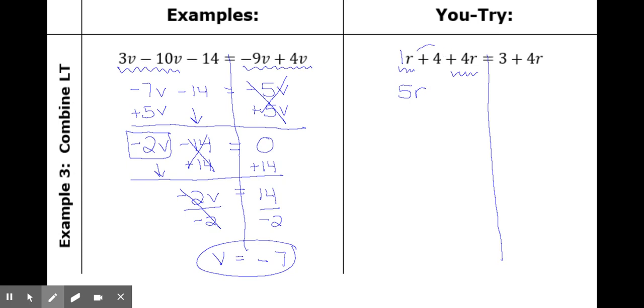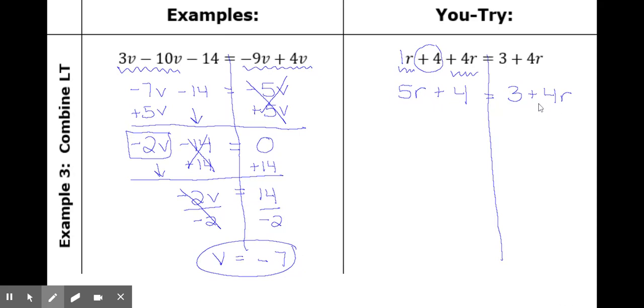This positive 4 that's in the middle here, that's a constant. And there's no other constants on this side, so I just bring down the positive 4. Now examine the right-hand side. Can I simplify the right-hand side of this equation? No, there are no parentheses, and 3 and 4r are not like terms, so I just bring it down. Now I need to combine my r's, and I would like my r's to be on the left-hand side of the equation. So I need to move this positive 4r over to the other side.